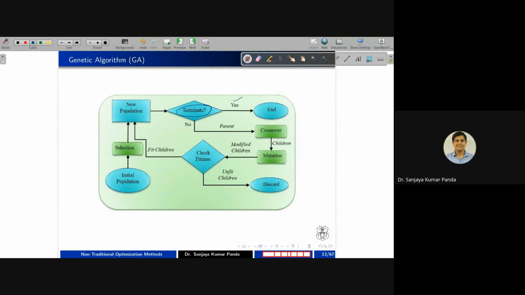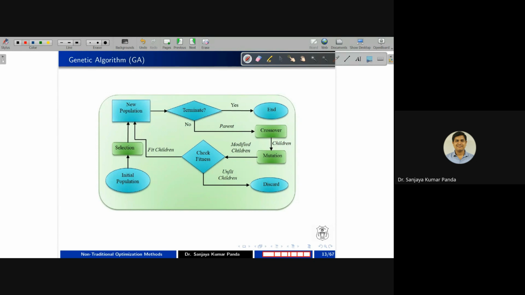Let's say after 20 iterations, whatever value you are getting, with that value you are going to terminate from that particular loop. But if termination is not satisfied, what will you do? You will go for a process of crossover. That's why in the previous one I told you, crossover is an inheritance operator, followed by a process of mutation. Mutation is also an inheritance operator.